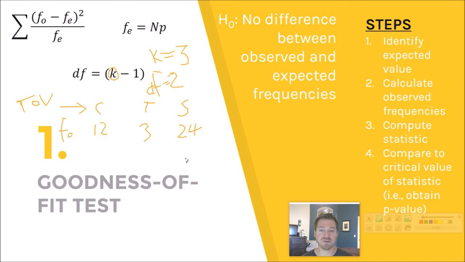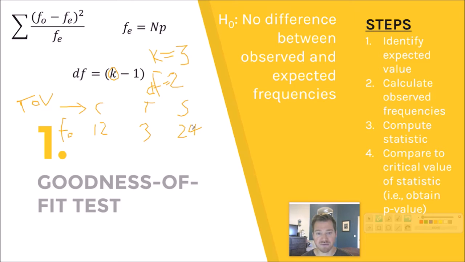A lot of times you can think of this as a function of your hypothesis. The hypothesis is that there's no difference between the observed and the expected frequencies. So your hypothesis under the null would probably be that there is no difference in the rates at which these vehicle types sell. So what would we expect then? Well, we would expect them to all sell at equal rates.